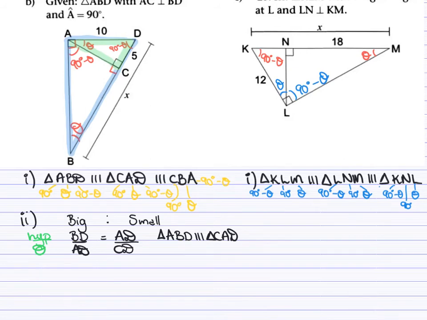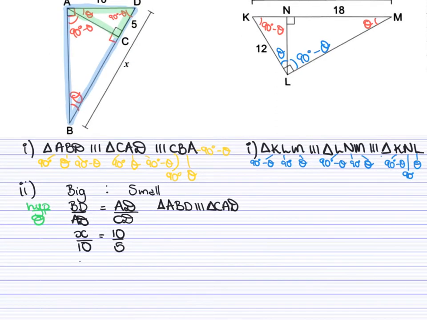BD, the length there is x, and AD is 10. Compare it to the other side. AD again is 10, and side CD is 5. When we cross multiply, we have x is equal to 100 divided by 5. Simplifying it further, x is therefore equal to 20.